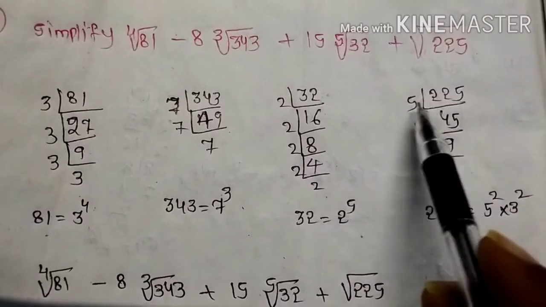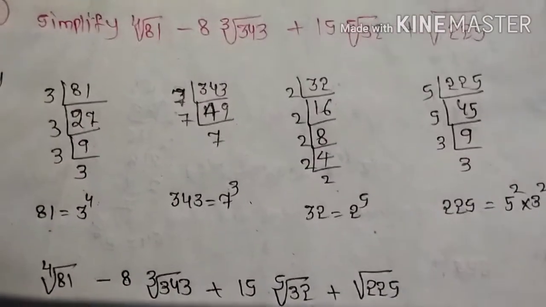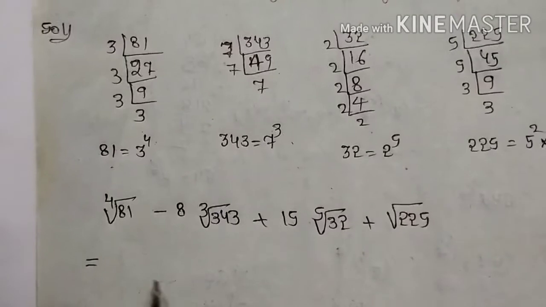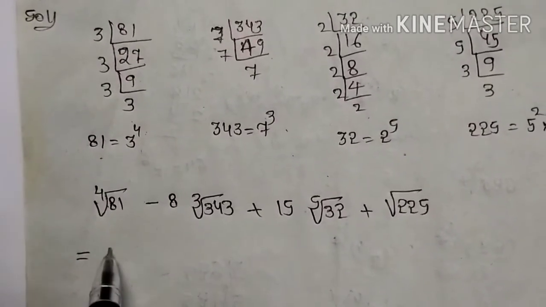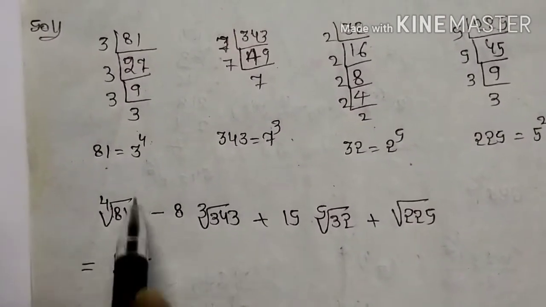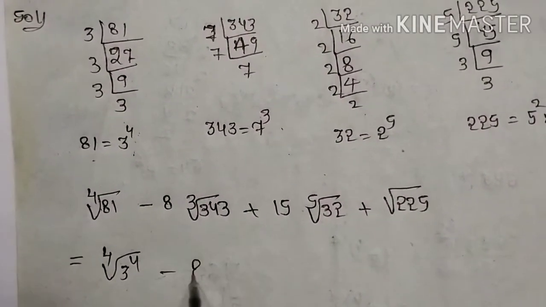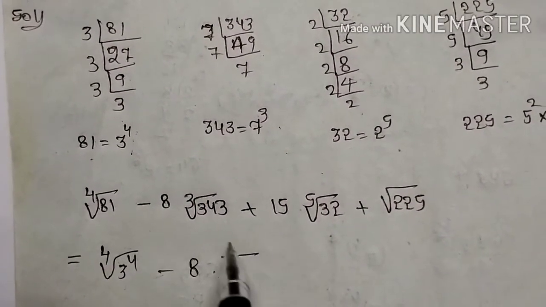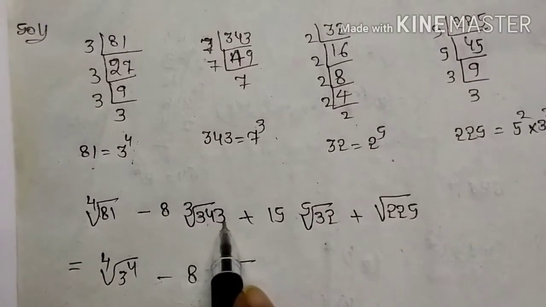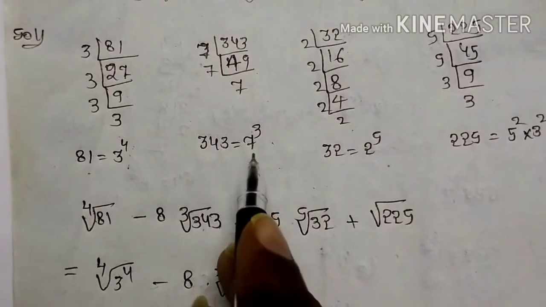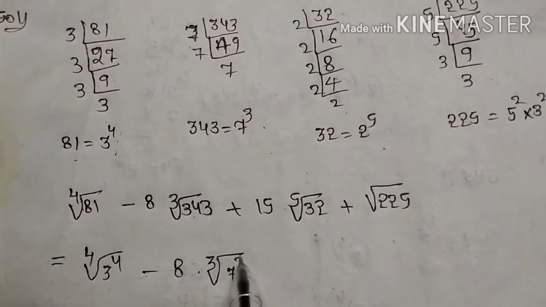Next, you know how to find the prime factorization of 32 and also 225. You know how to do it. Very easy one. Next you can substitute the values here. 4th root of 81 can be written as 3 power 4, or not? Yes, you can write here 3 power 4 minus 8 into cube root of 343. 343 can be written as 7 power 3, or not? Yes.